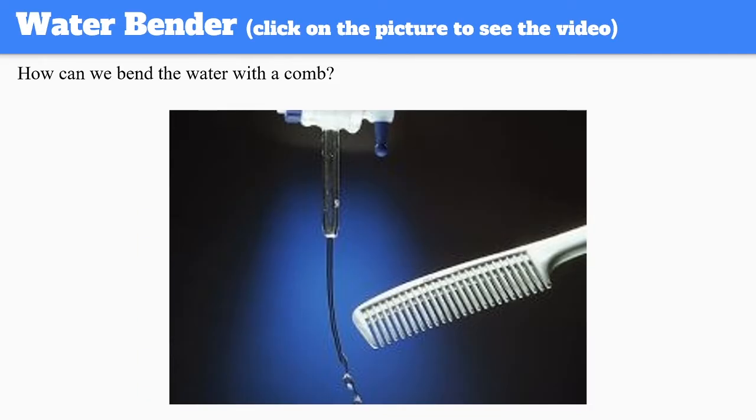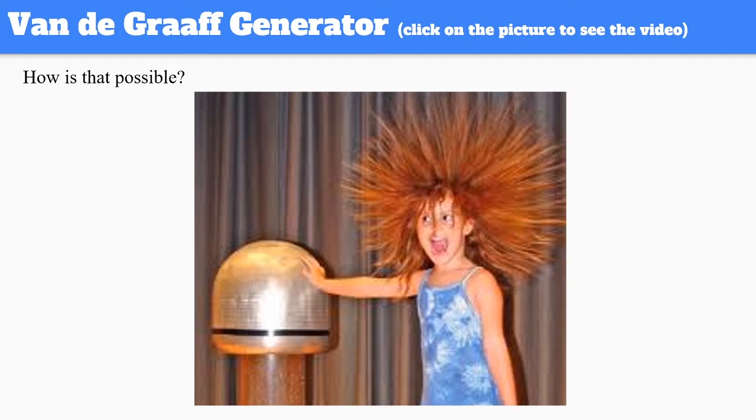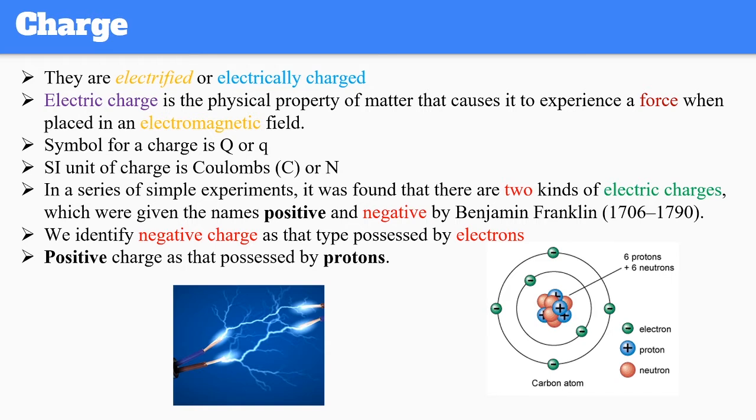So you can watch the videos, but you can actually bend the water with the plastic. But how do you do so? Or you can even use this dome to scatter your hair like that. So what is the reason for that? The reason is basically that they are electrified, or electrically charged.